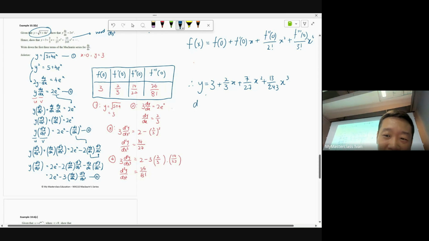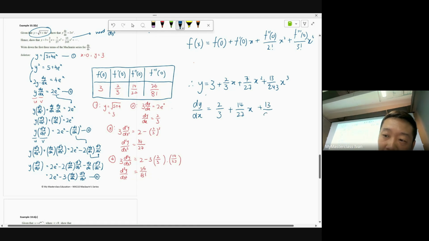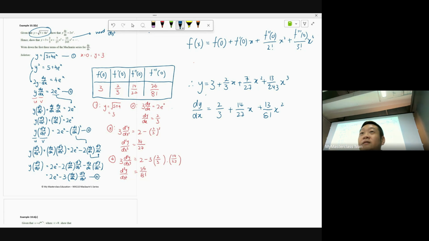Okay, then the last part. Find the Maclaurin series for dy dx. So dy dx just equals differentiate this. 2 over 3 plus 14 over 27 x plus, bring the 3 down, 26 over 243 times 3, 26 over 81 x squared. That's all. Standard question.